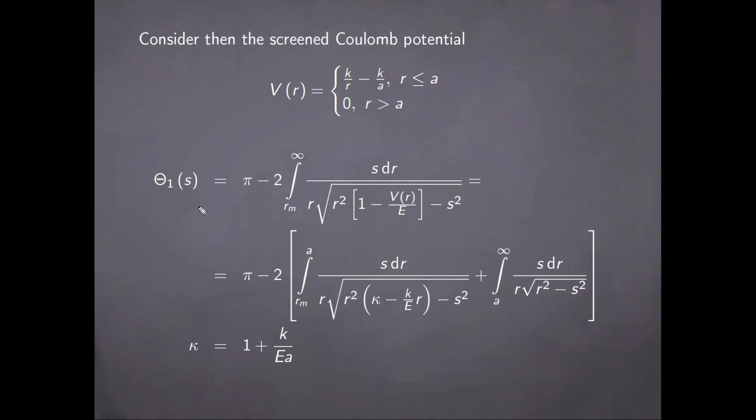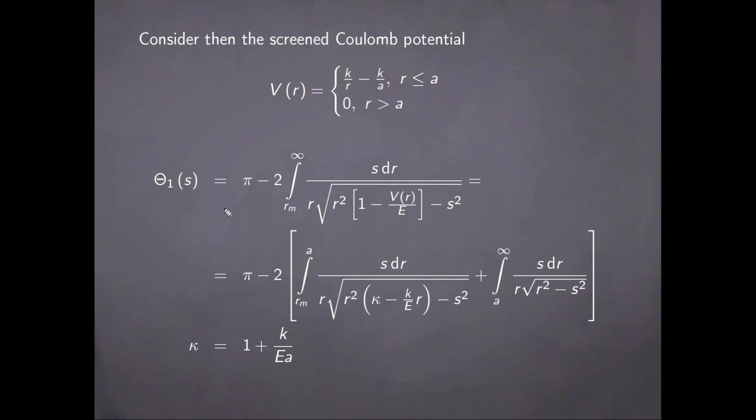And then the scattering angle would have to be calculated in two instances. One, when the impact parameter is small enough that the projectile can penetrate inside the electron cloud and interact with the nucleus. And the second instance, when the impact parameter is so large that the projectile never intersects the atom.